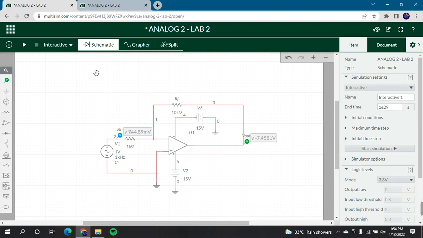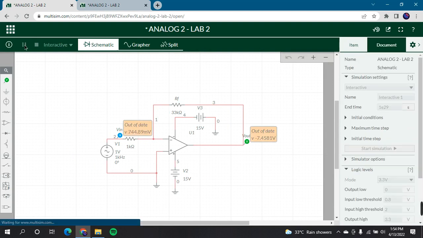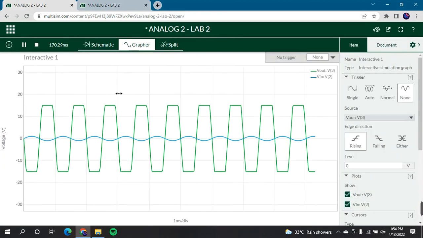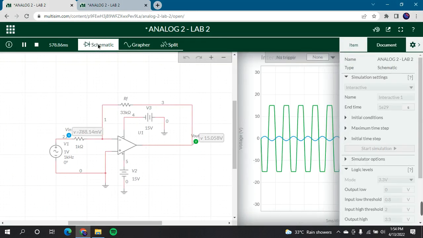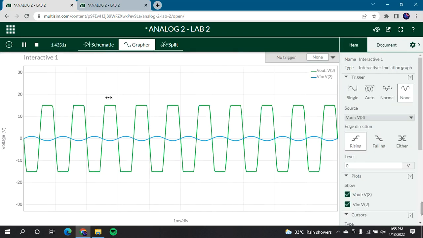And then the last one is 33K. For 33K, the result will be at 15 volt because the maximum output here is 15 volt. So that's why it cannot reach the 33 volt, and it will reach the max, that is 15 volt.